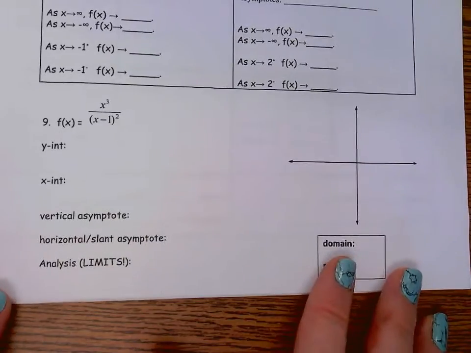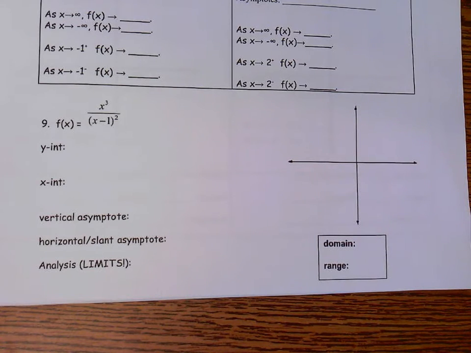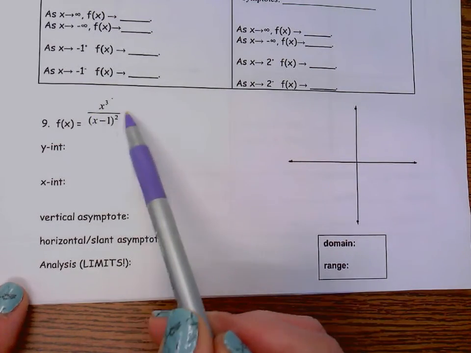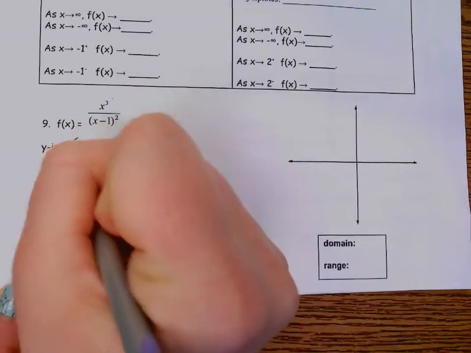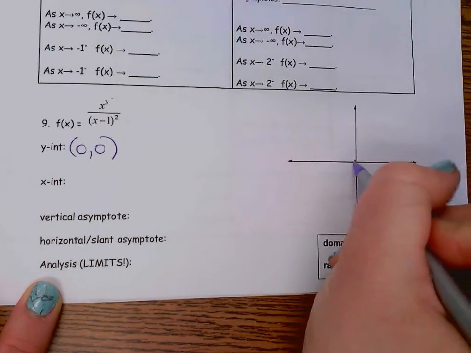How do I find the y-intercept? Look at my note card. I plug in 0 for all the x's. So do I get 0 or do I get undefined? What do I get when I plug in 0? Right, because I get 0 divided by positive 1. So 0 is my y-intercept.